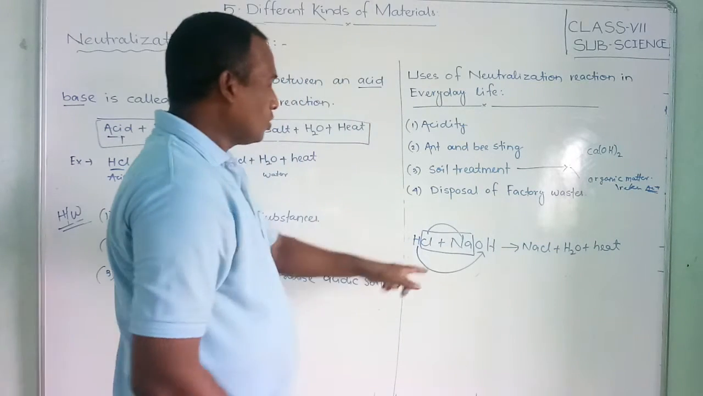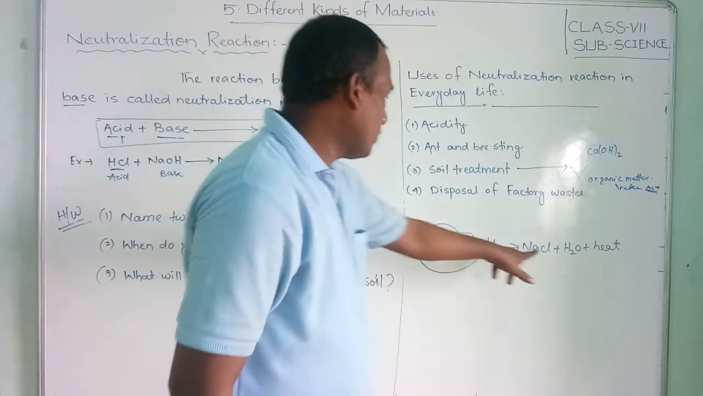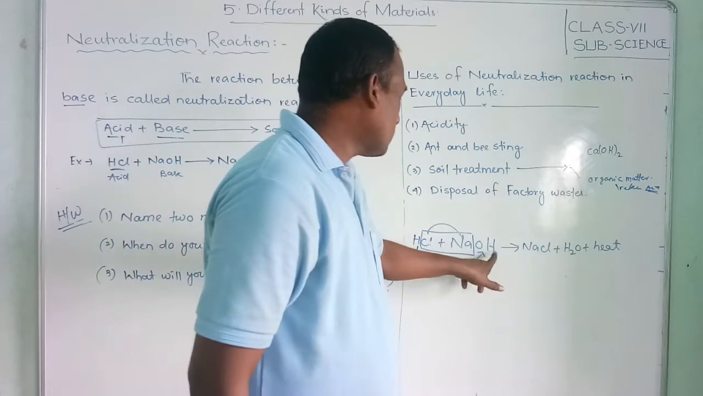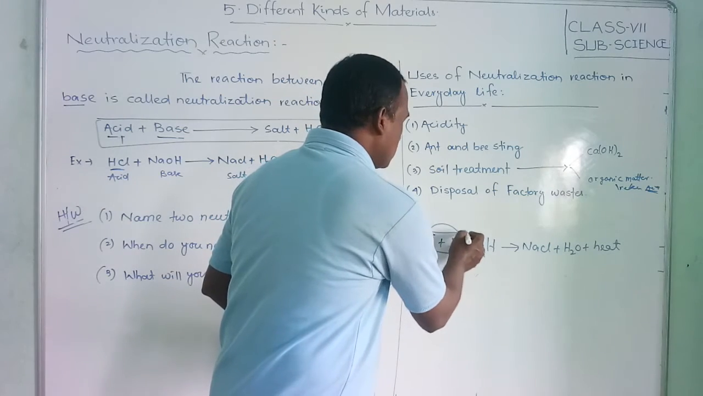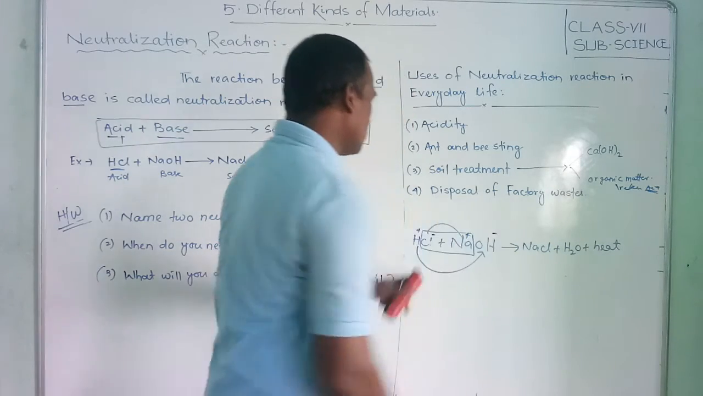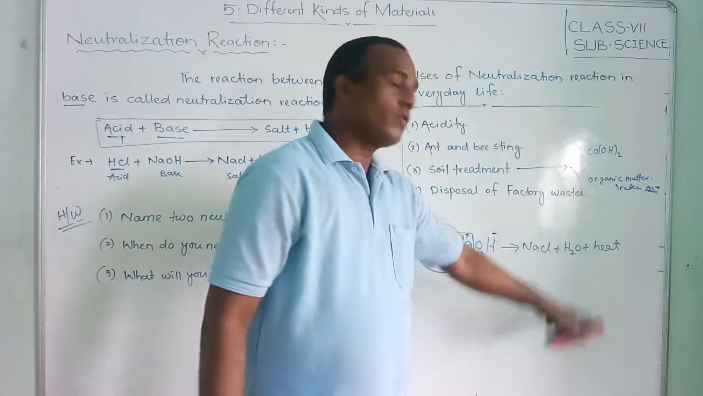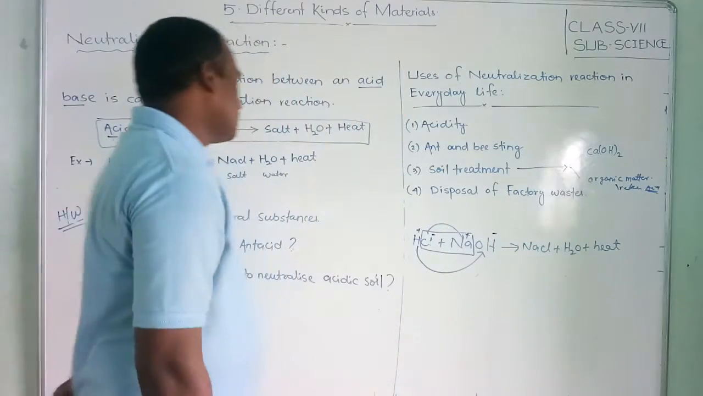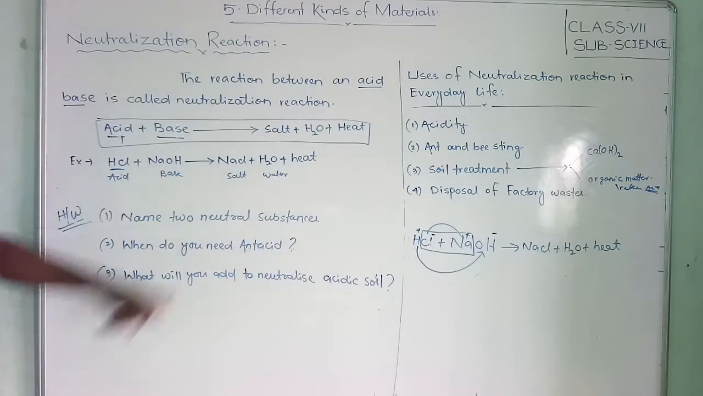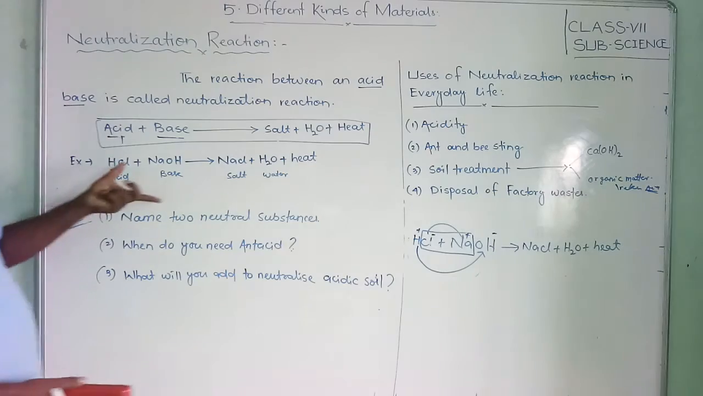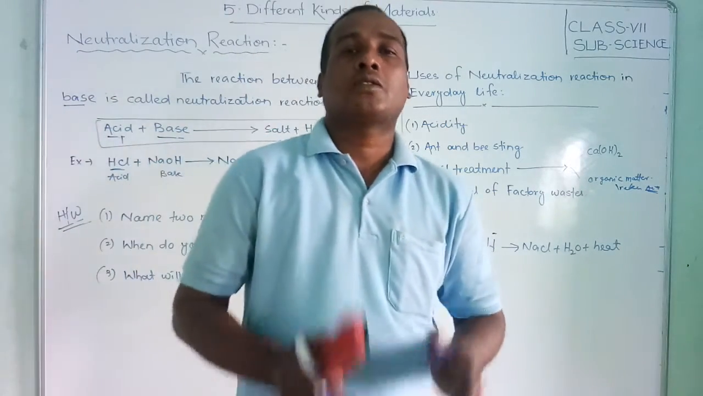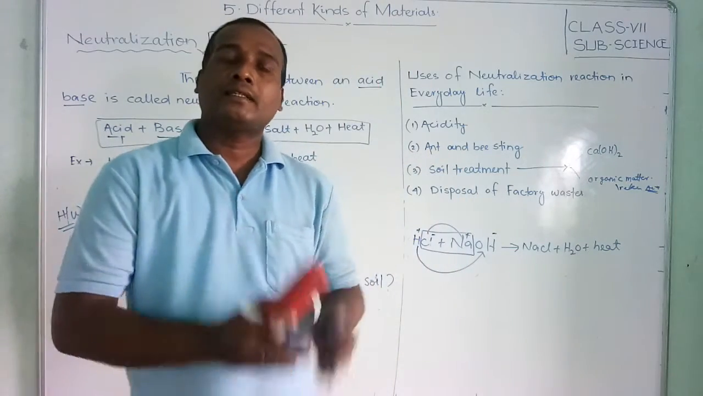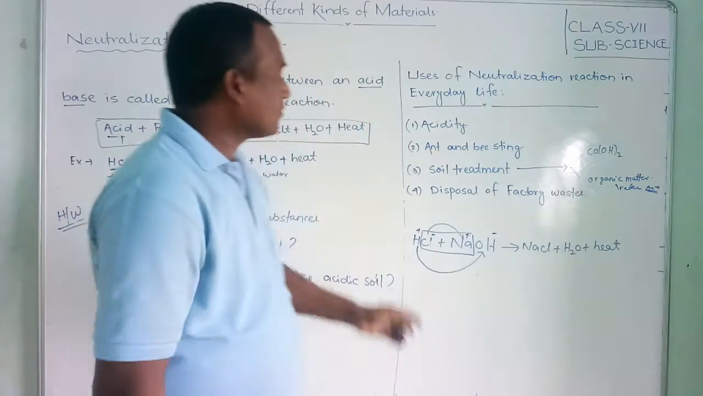Okay, so sodium chloride will form, and hydrogen with oxygen will form water. That means this is H plus, Cl minus, Na plus, OH minus. Plus with the minus will mix and it will form water. Okay friends, so this is the general sodium chloride, which means salt. I hope you have understood about neutralization reactions. A neutralization reaction means the reaction between an acid and a base.